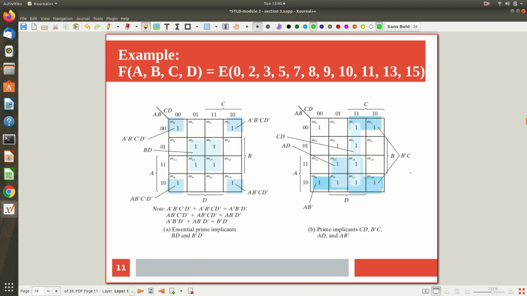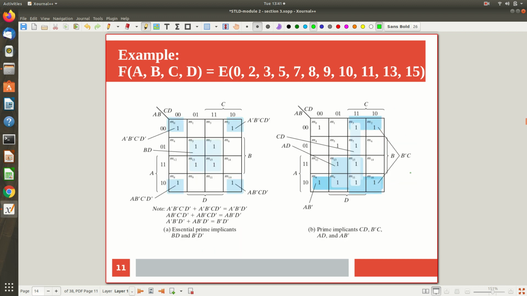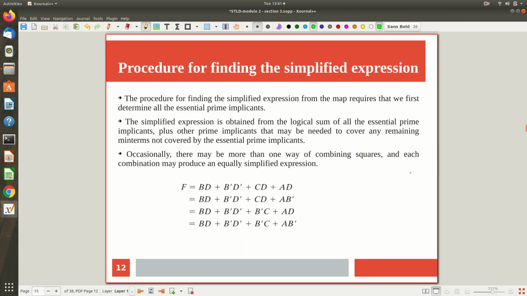See, this is an example I have taken from the textbook. This is how they are explaining. You can see that on the left side they are highlighting the essential prime implicants. On the right side they are showing you the prime implicants, right? And there itself CD, B dash C, these things we are also getting, right? AD, AB dash, and there I am getting a choice. Accordingly, I am getting four different minimum sum of product expressions, and in all four expressions BD and B dash D, because they are the essential prime implicants, are found to be common, and these other terms are varying.